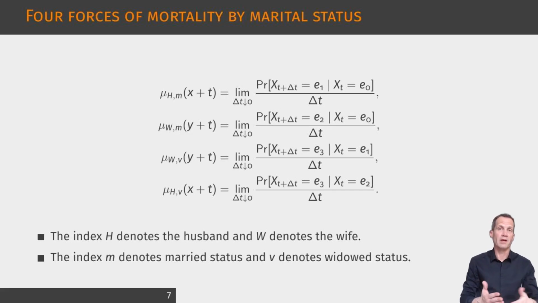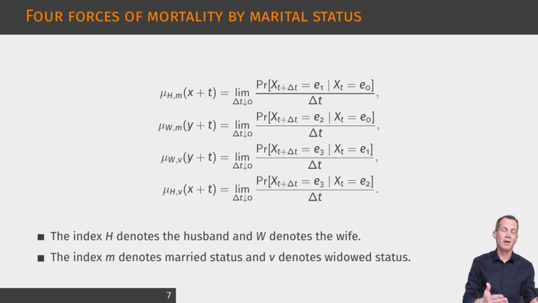The slide defines the four forces of mortality that govern the transitions of the model. The mortality of a married man at age x plus t is the instantaneous rate of transition from the state where both spouses are alive to the state where the wife survives her husband. Symmetrically, the mortality of a married woman at age y plus t is the instantaneous rate of transition from the initial state to the state where the husband survives his wife.